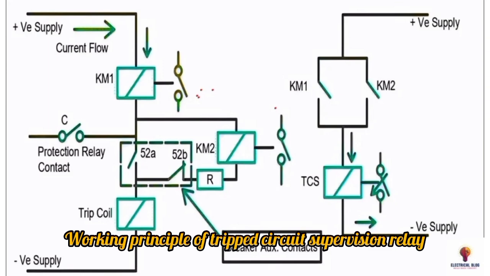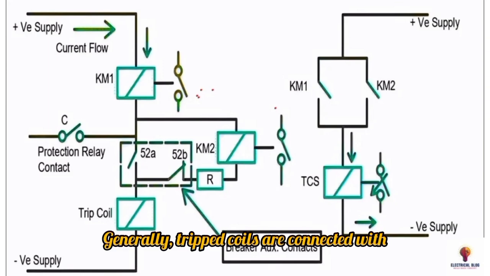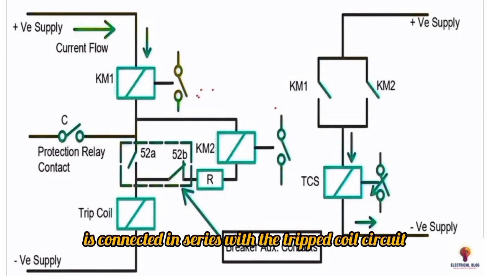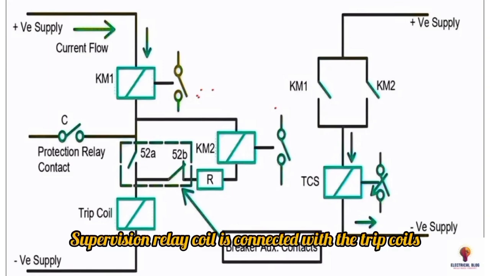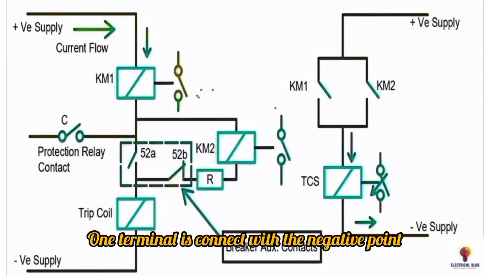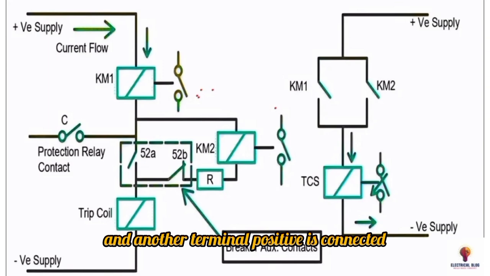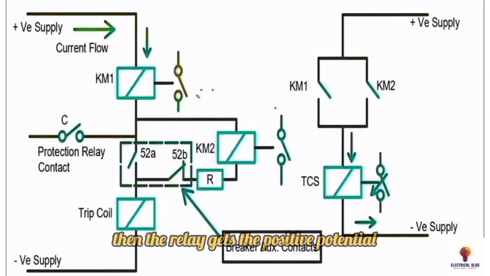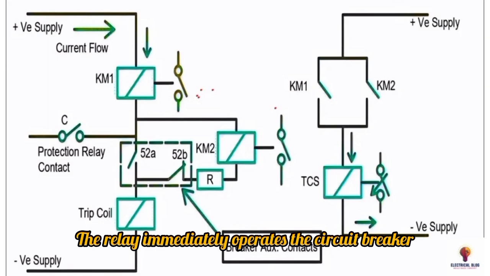Working principle of trip circuit supervision relay. Generally, trip coils are connected with the negative terminal directly given to one of the relay terminals. Therefore, a supervision relay coil is connected in series with the trip coil circuit. One terminal is connected with the negative point and another terminal, positive, is connected with the protection relays. Here, if the protection relays operate, then the relay gets the positive potential. The relay immediately operates the circuit breaker.